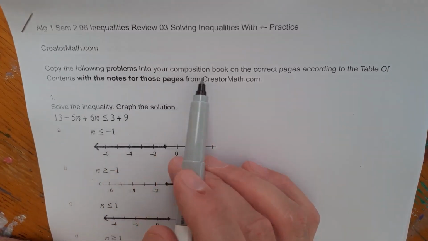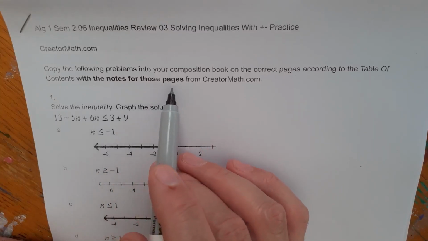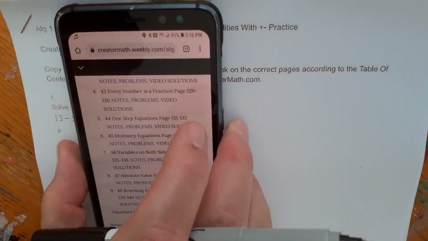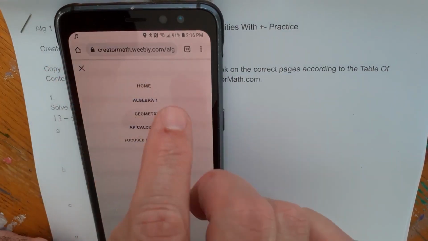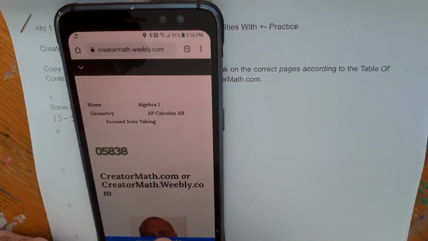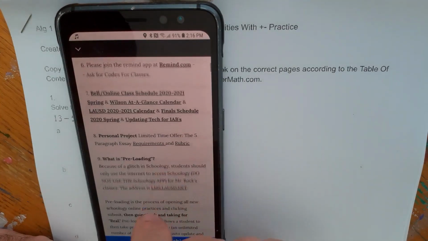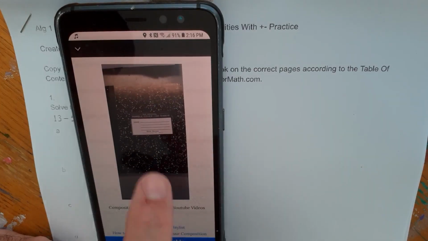Copy the following problems into your composition book on the correct pages according to the table of contents with the notes for those pages from creatormath.com. So make sure you're going to this website, creatormath.weebly.com. Click the home page. Looks like this. All the information on the composition book is below this. Just look for the words that say composition book and the picture and follow the instructions below that.